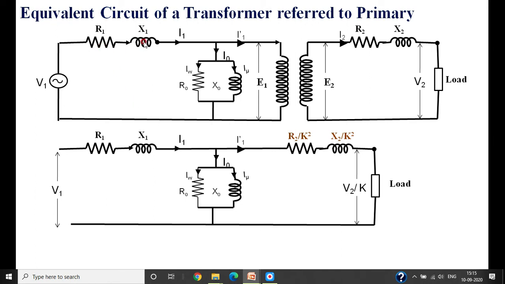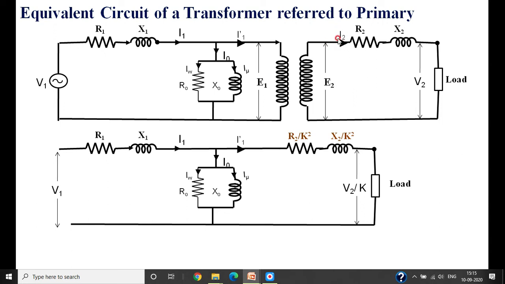You can see here R1, X1, V1 I am keeping as they are, intact. There is I1, I0 as it is. The only thing I am doing is transferring R2 and X2 and the load to this side. Therefore, if you transfer R2 to the primary side, it is R2 by K square. Similarly, X2 transferred to the primary side is X2 by K square. Then, if you transfer V2 to the primary side, it becomes V2 by K. In the secondary it is V2, and its equivalent in the primary is V2 by K.